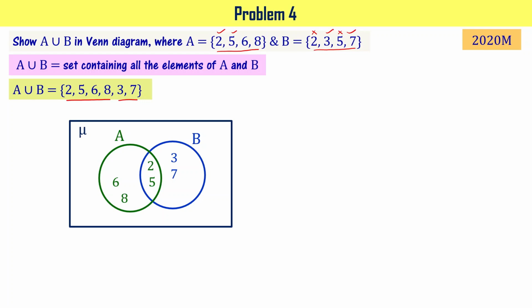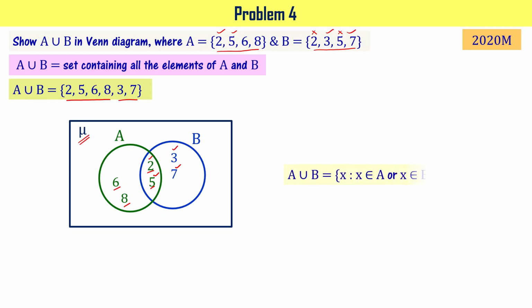Here, set A is shown using green color circle that contains elements 6, 8, 2 and 5, right? Set B is shown using blue color circle. It contains elements 3, 7, 2 and 5. As you see here, 2 and 5 are common for both the sets, right? Here mu is called the universal set. A union B contains all these elements 2, 3, 5, 7, 6 and 8, right?